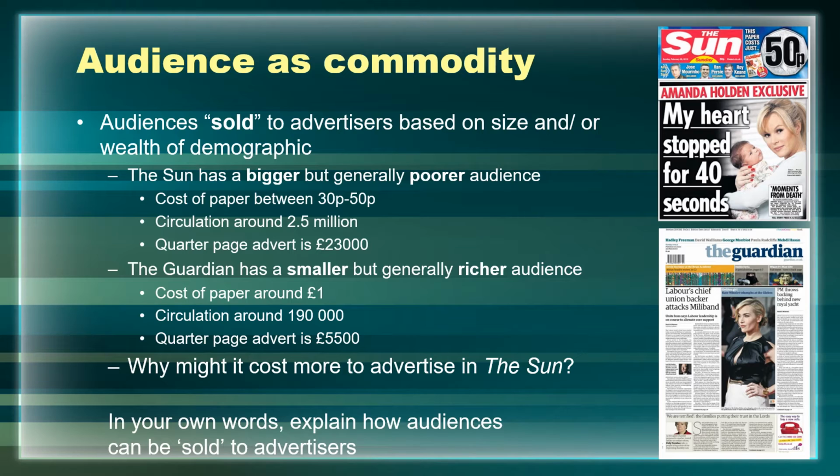Therefore, from the Guardian's point of view, they need to make their advertising rates smaller to attract advertisers. From the Sun's point of view, they can charge a lot more because advertisers will want to advertise in the Sun. The critical thing to remember is with things like newspapers and magazines, anything that carries adverts, from the point of view of the website or the magazine or whatever the product is, the nature of the audience is something that can be sold to potential advertisers to say, these people will be interested in your product, give us some money to promote it.